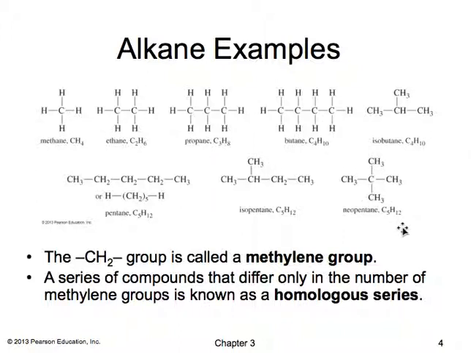shown here. If you look at these examples, the CH2 group, the group that's in between or flanking two end groups that are CH3, is called a methylene group. A series of compounds that differ only in the number of methylene groups is known as a homologous series. And so these are examples of homologous series.